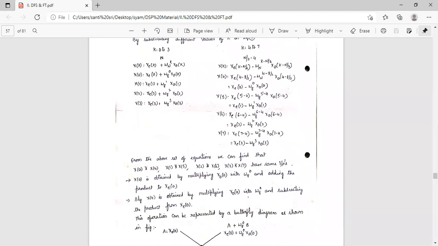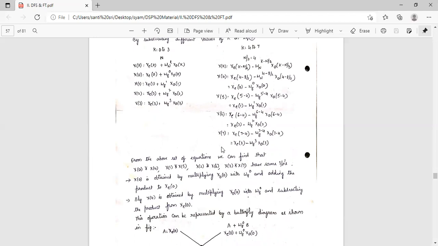So from the above set of equations, we can find that x of 0 and x of 4, x of 1 and x of 5, x of 2 and x of 6, x of 3 and x of 7 have the same inputs. Okay, x of 0 is obtained by multiplying xo of 0 with w8 power 0 and adding the product to xe of 0, right? Similarly, x of 4 is obtained by multiplying xo of 0 with w8 power 0 and subtracting the product from xe of 0, right? So in the same manner, we'll find out the remaining values also.